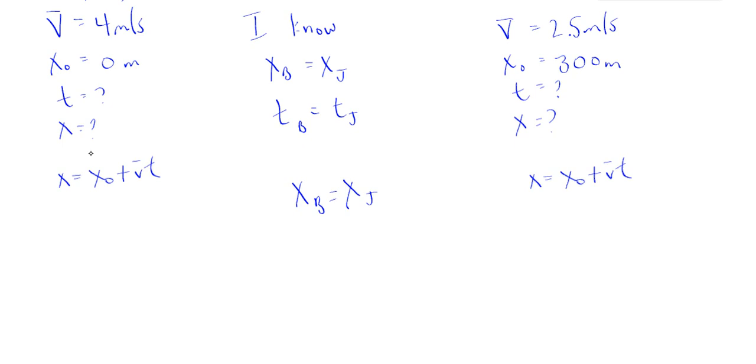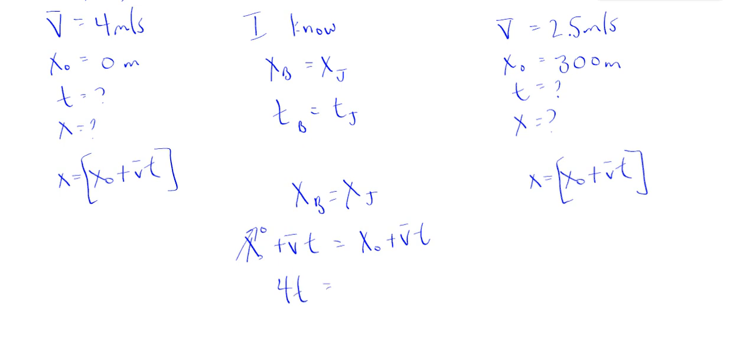With that being said, this part of the equation equals this part of the equation. So x naught for Billy plus his velocity times his time is equal to x naught for Jimmy plus his velocity times time. In this case, this time is the same, and I have the other variables, so I can solve for the time, and I will know when Billy catches up to Jimmy. So if this is the case, we know that's 0, because we said we're going to make Billy 0. 4 t, and on this side, he started at 300, plus 2.5 t.